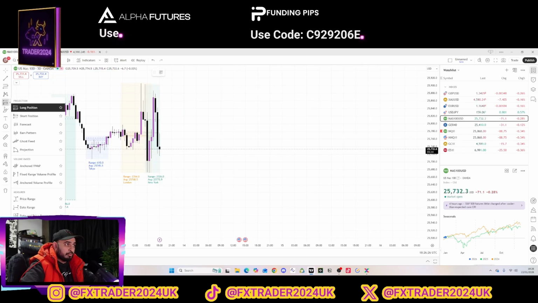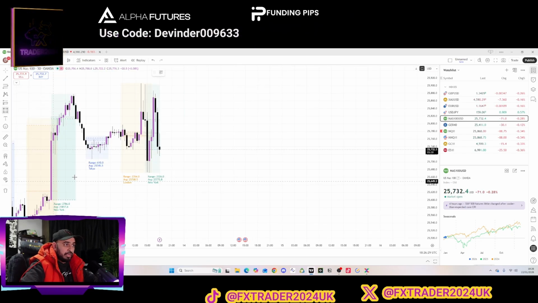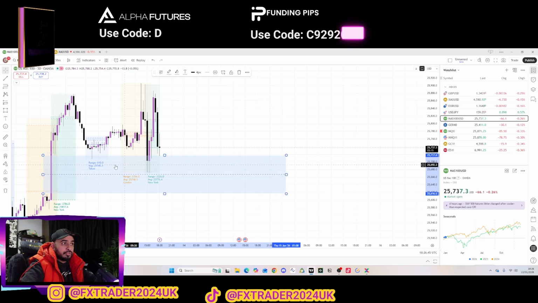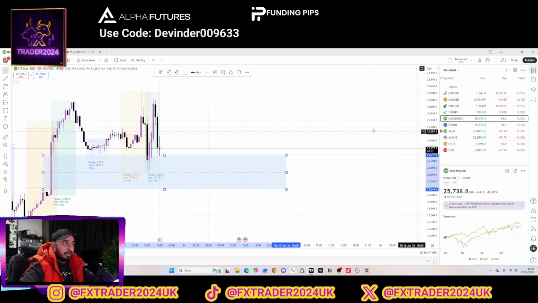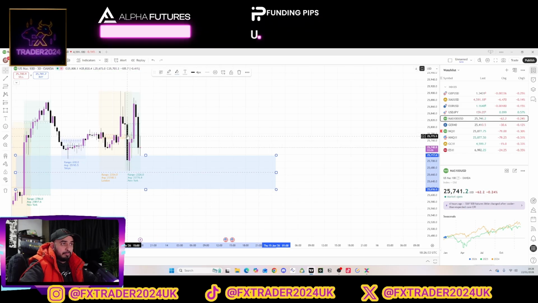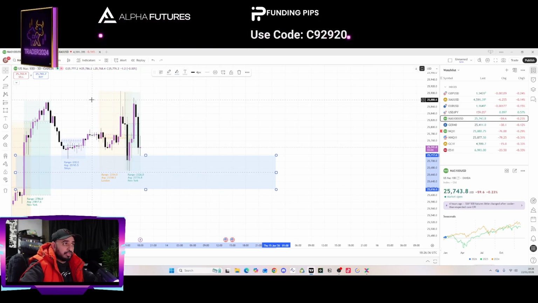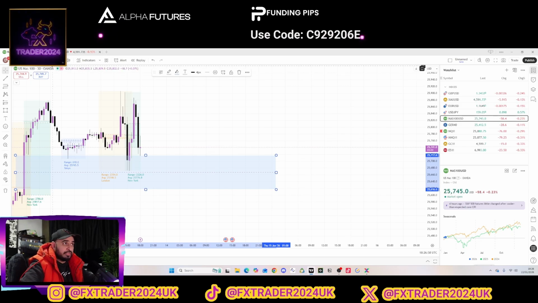Okay, so some good trades have been missed, but we're not looking at those. We're going to look at the open range breakout. So this blue area here is the fair value gap on the 30-minute time frame, and bearing in mind we had the CPI news event today, so we wouldn't be trading whilst the news event's going on.